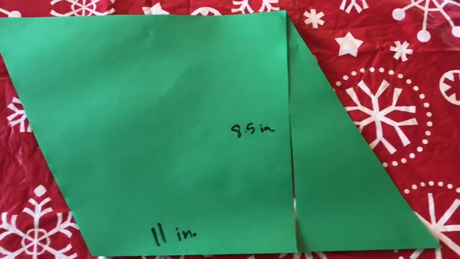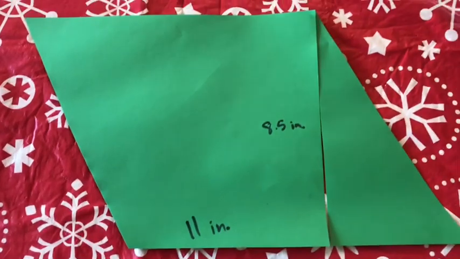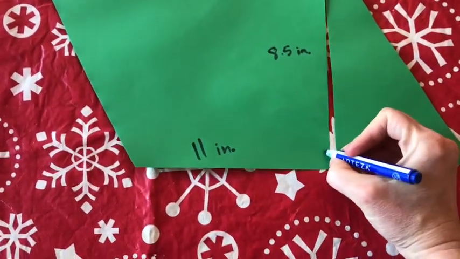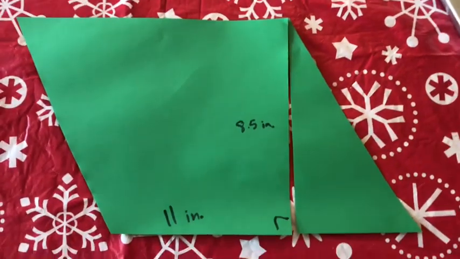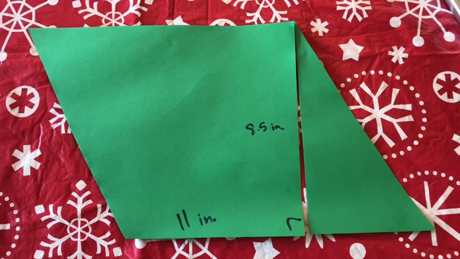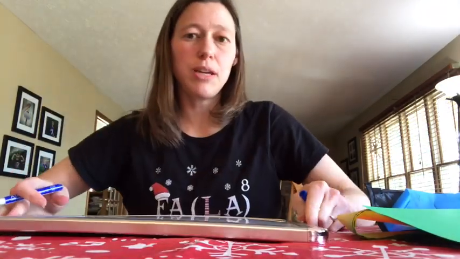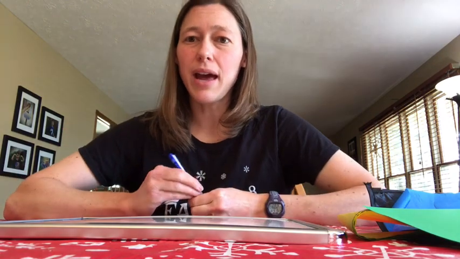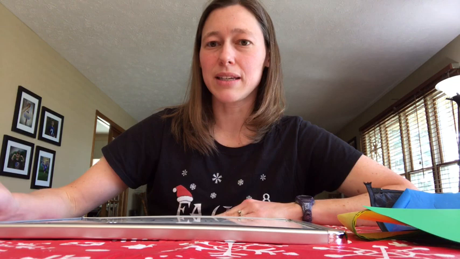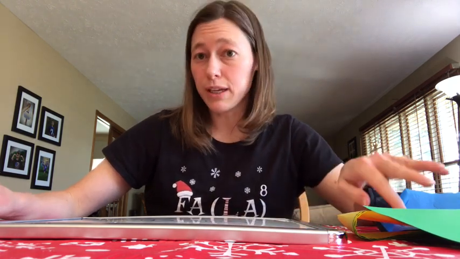You still take base times height. The base and the height in a parallelogram are whatever two pieces make a right angle. Those are the two pieces that you use. So area of parallelogram, base times height. What I'd like you guys to do after I show you each of mine is find yours. That'll be a nice practice for you to find the area of your figures.